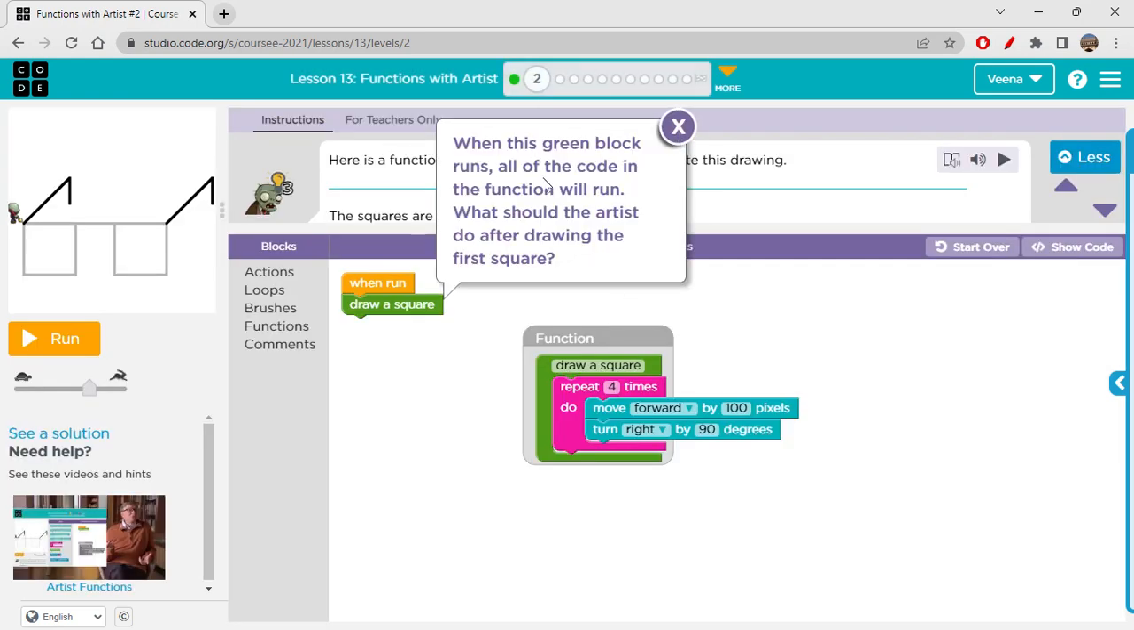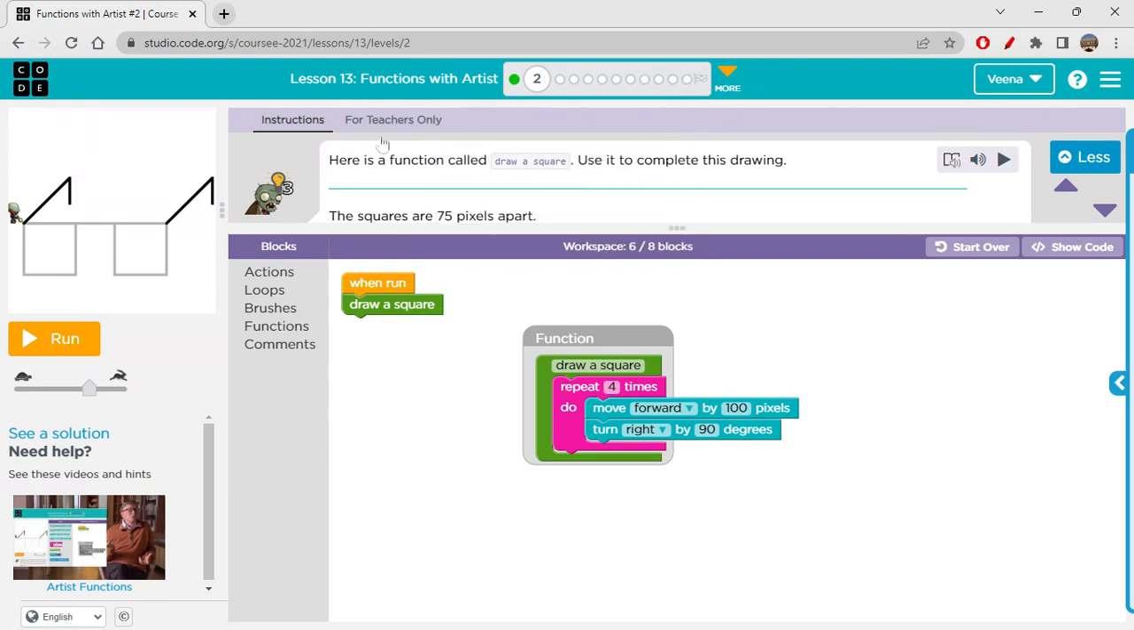When this green block runs, all of the code in the function will run. What should the artist do after drawing the first square? Okay, so he will be drawing the first square and he'll stand here again, right? So then from here he has to jump forward by 100 plus 75 maybe, right? So 175. So jump forward by 175 and draw square again.